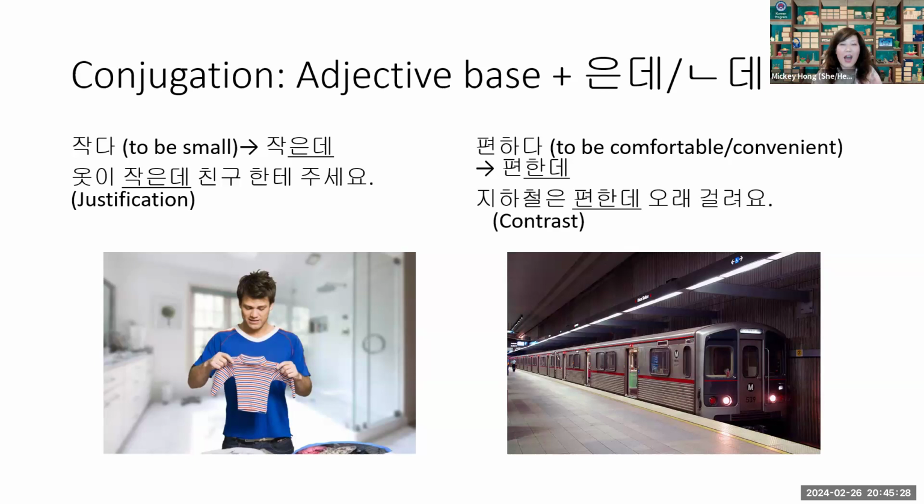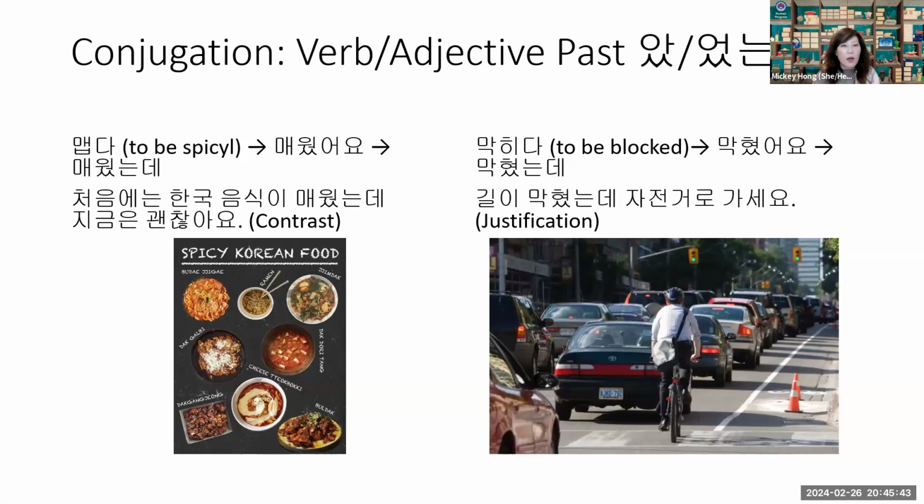Now we have contrast. 지하철은 편한데 오래 걸려요. Subway is convenient, but it takes a long time. You have to wait, right? Again, contrast. 처음에는 한국 음식이 매웠는데 지금은 괜찮아요. So in the beginning, Korean food used to be spicy, but now it's okay. Used to be, then, now, contrast. And it can be temporal or other contrast as well.